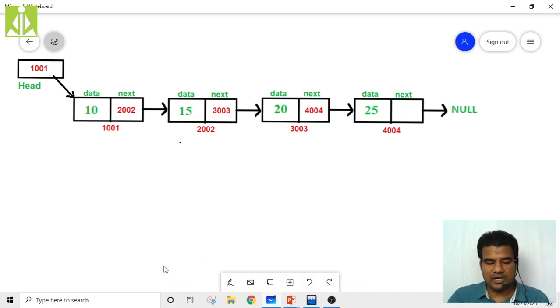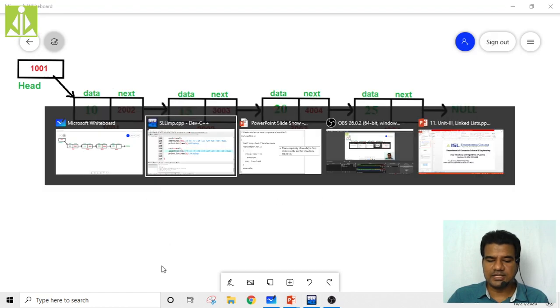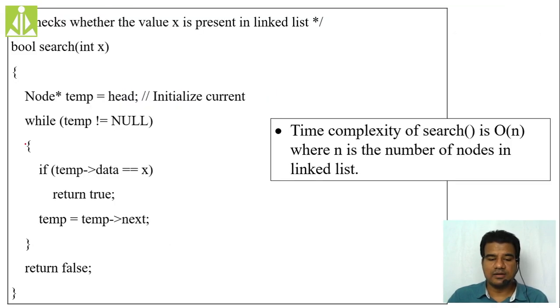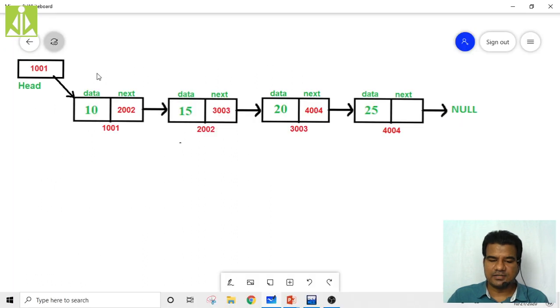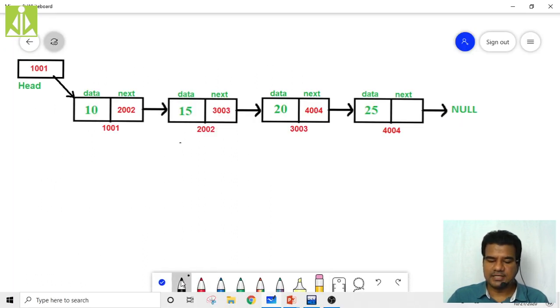So the next thing, initially what we are doing in this algorithm, you quickly check that one. Yeah, this is our algorithm. Make the first step here: create a temporary pointer and make it as head. So that I am doing now. I am creating a temporary pointer and making it as head. Whatever head is having, the same thing you have to store here. That is 1001 will come over here.